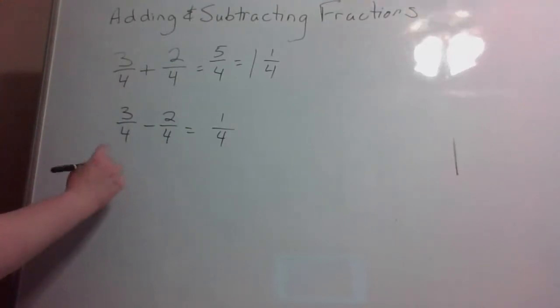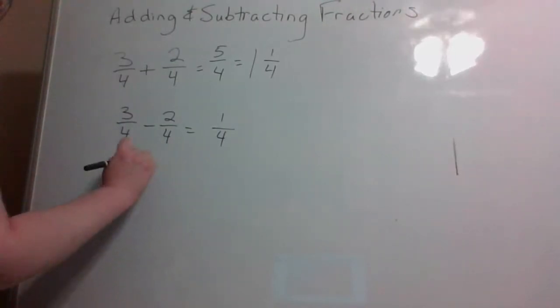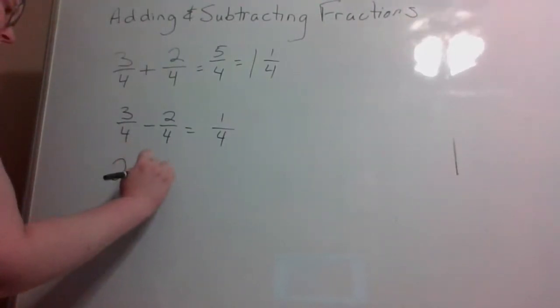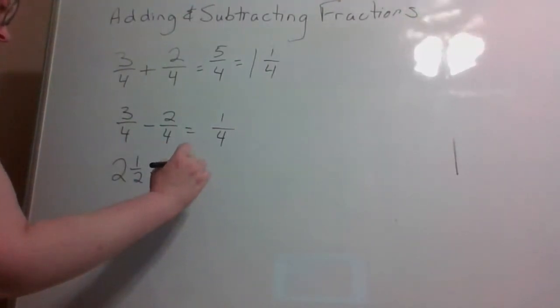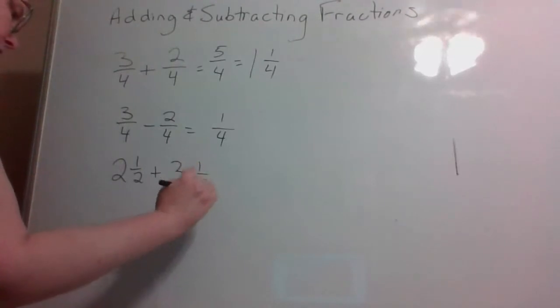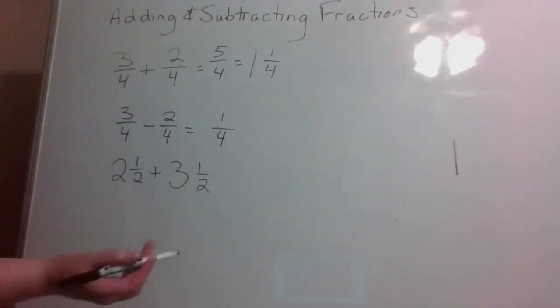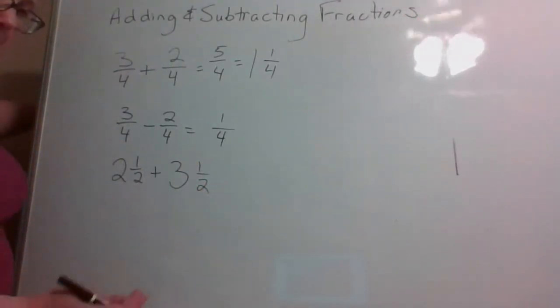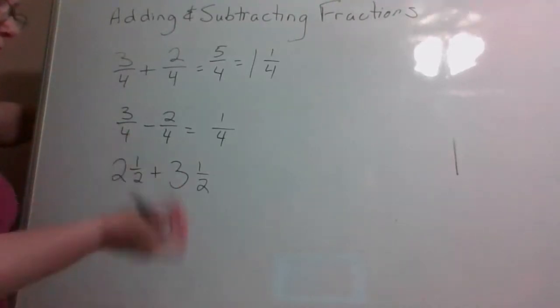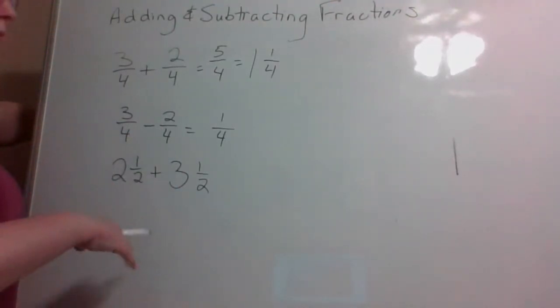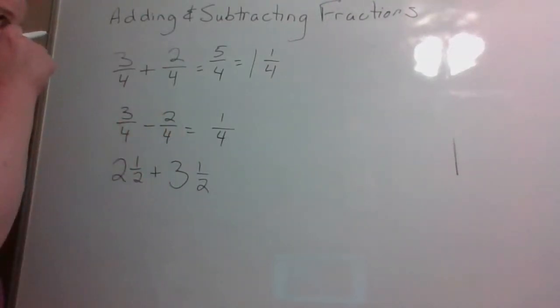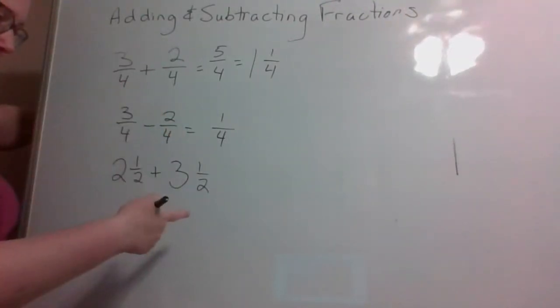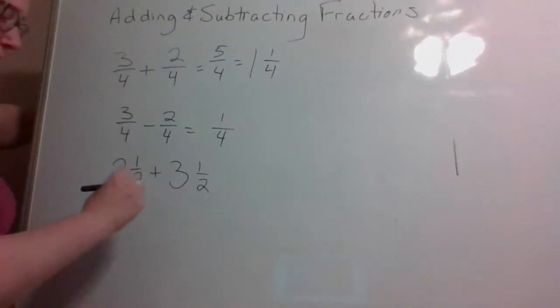If you guys have mixed numbers, so say you had 2 1/2 plus 3 1/2, what you can do here is change to an improper number if you need to. And by need to, I mean, why not try adding your fractions, adding your whole numbers, and seeing if you can figure it out that way? If not, then change it to improper. So I'll show you both ways.